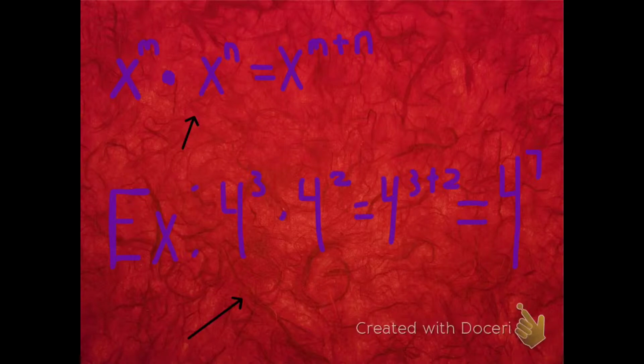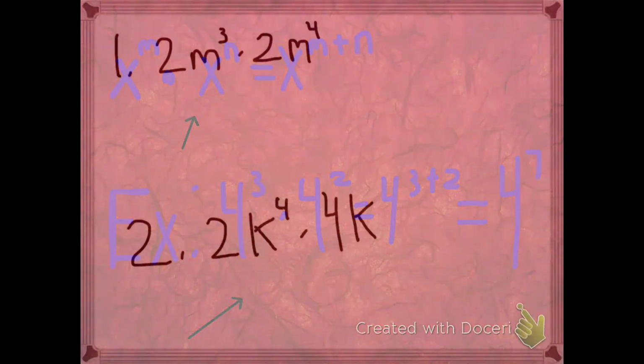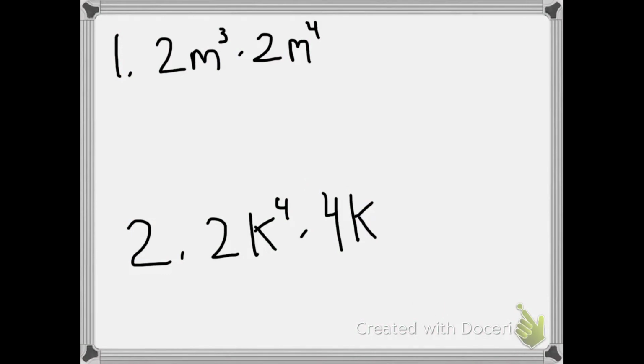And another thing is that if the bases are the same, all you have to do is just add the exponents, but if the bases are different, you have to multiply the base times the other base, and then you also have to add the exponents. So in number 1, since the bases are the same, all we are going to do is add the exponents. So then you get 2m to the 7th power.